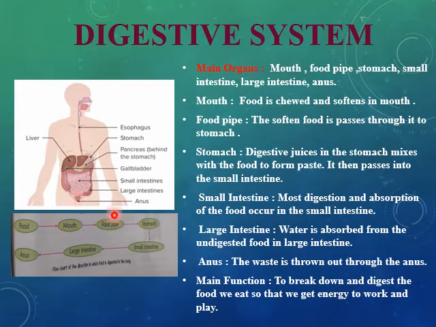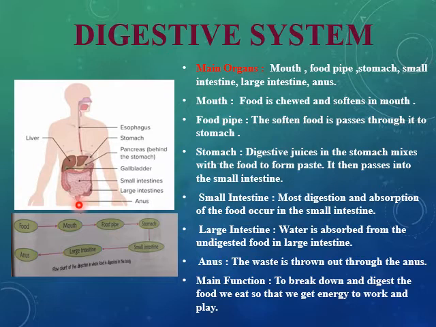So what happens in the anus? The waste is thrown out through the anus. So the undigested food is unwanted food or waste material that is thrown out of our body through the anus. Okay, in the form of waste, the undigested food is thrown out of the body.